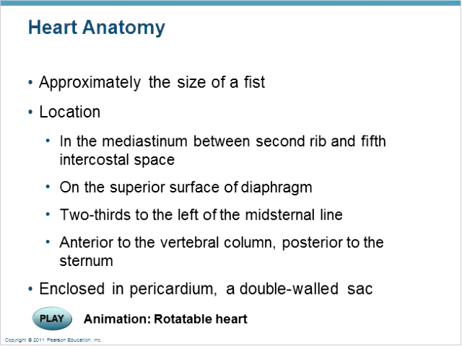The average heart's about the size of your fist. It's located in the mediastinum, in the thoracic cavity, and between the second rib and the fifth intercostal space. It sits on the superior surface of the diaphragm, and two-thirds of it are to the left of the mid-sternal line, the mid-sagittal line that runs through the sternum. It is anterior to the vertebral column, but posterior to the sternum, and is enclosed in a double-walled sac of pericardium.